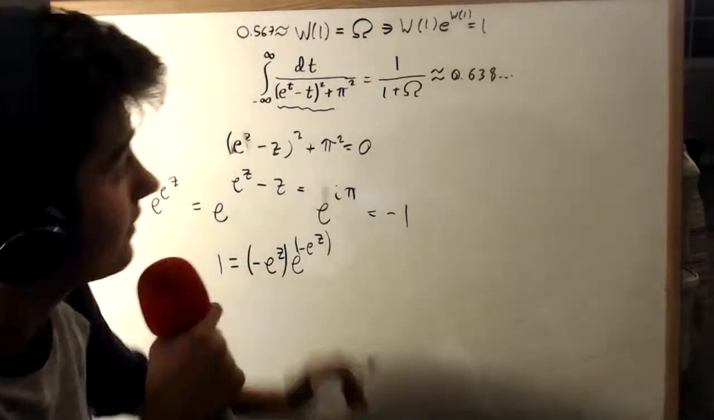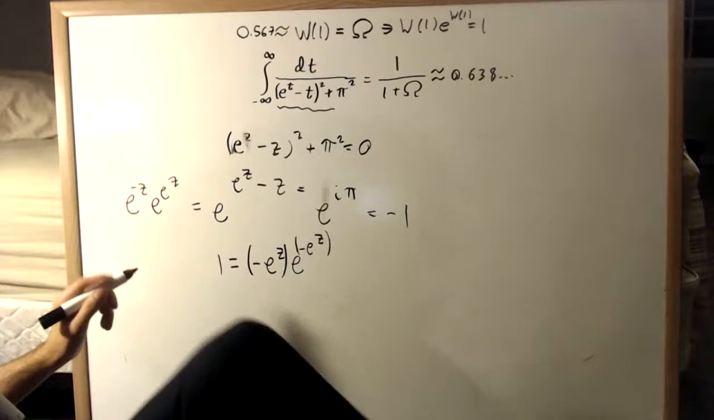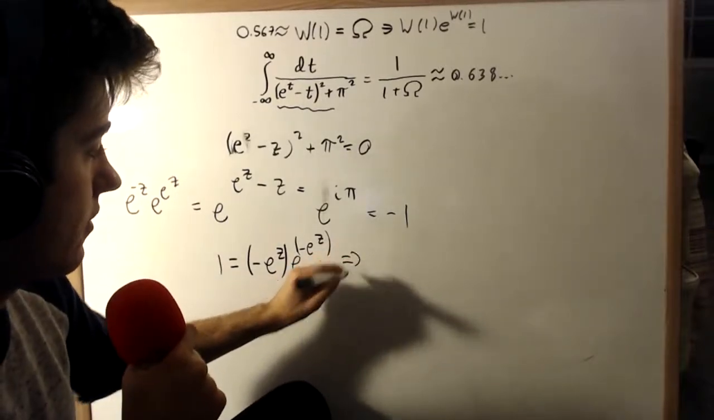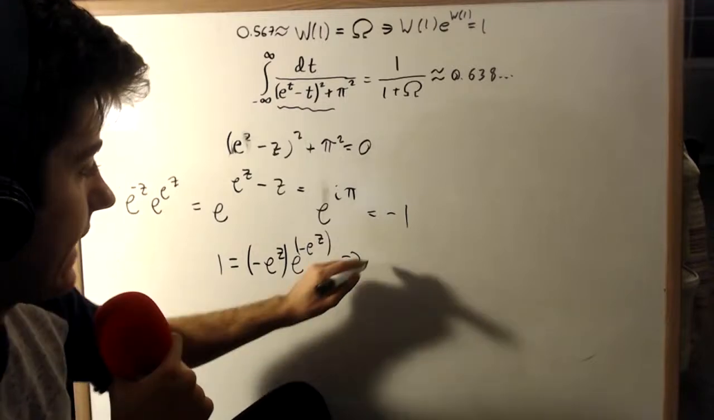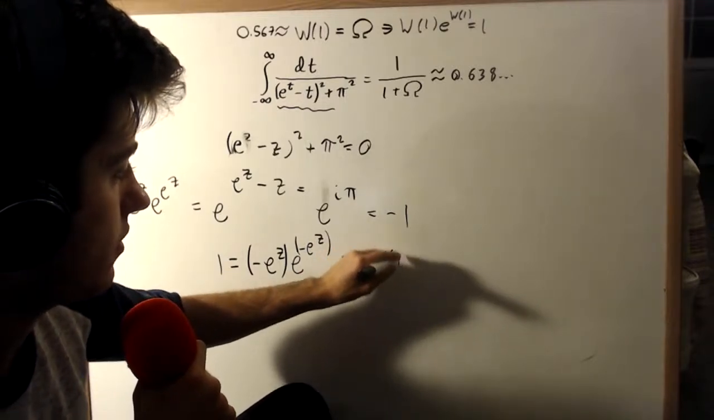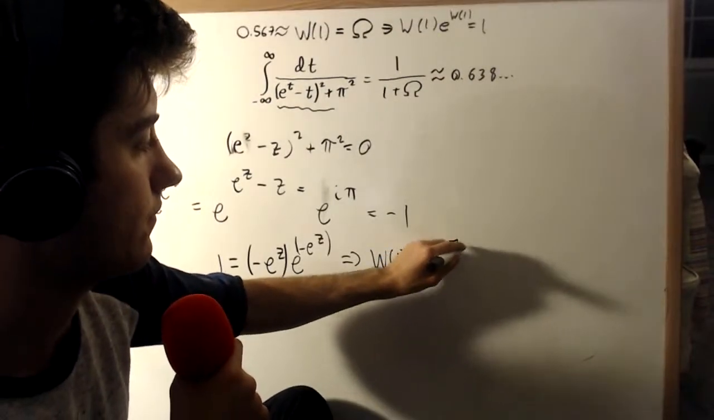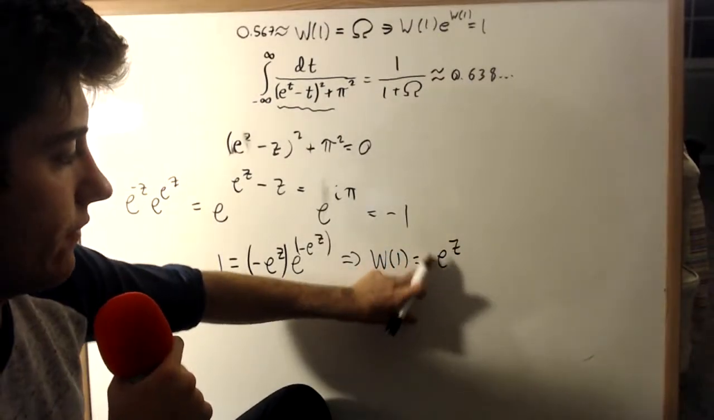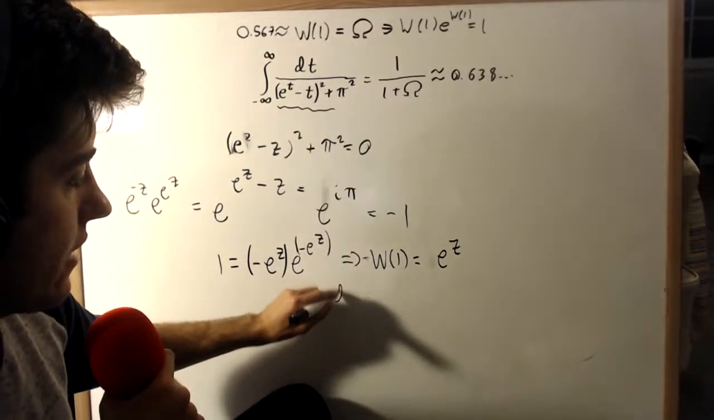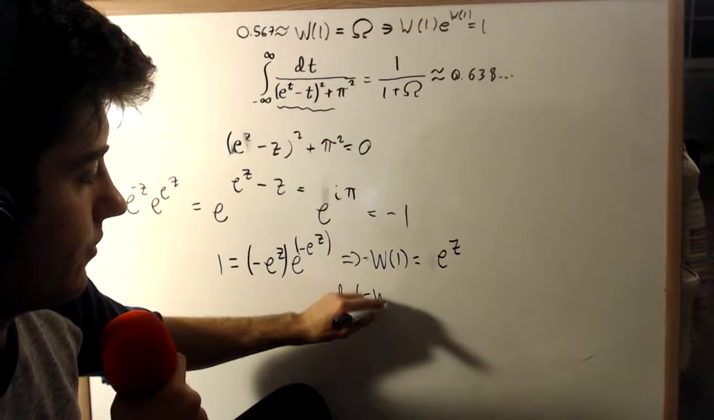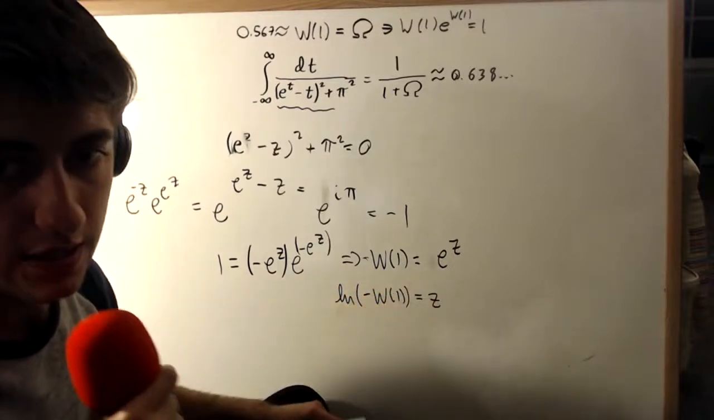That's where omega comes in, because this is 1. So I apply the W function to both sides. And I get that W of 1 is equal to negative e to the z. Multiply the negative 1 over and take the logarithm of both sides. And I get that the natural logarithm of negative W of 1 is equal to z. I hope everyone's following that argument so far.